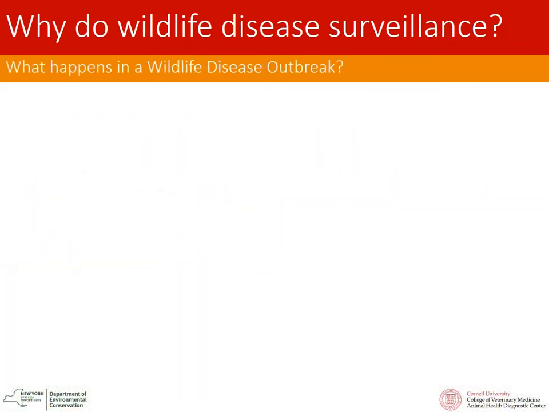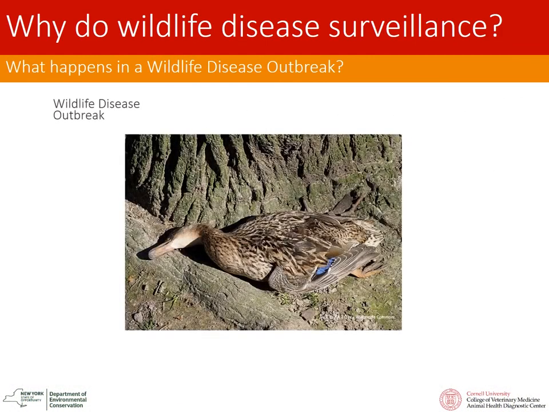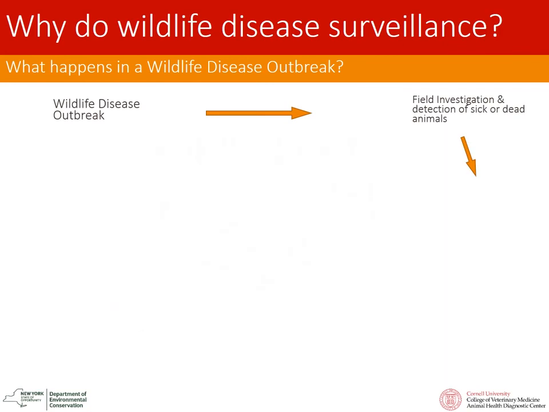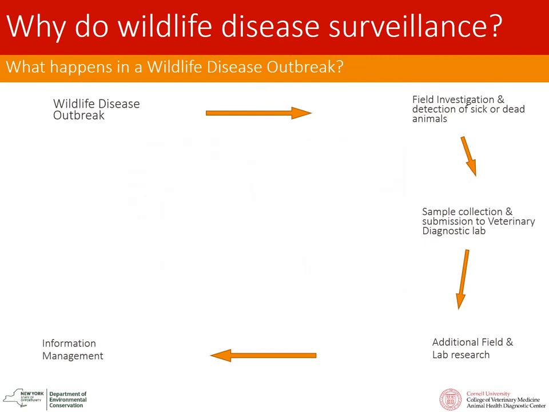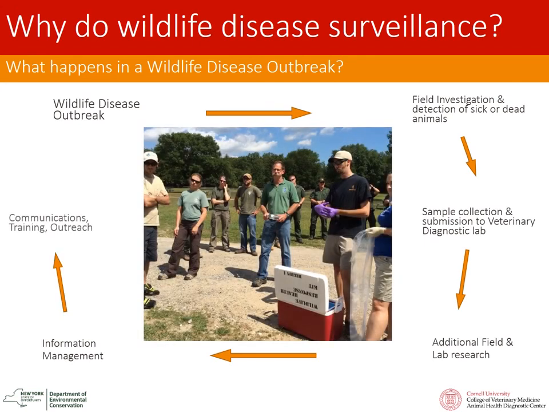So here is the schematic of what happens in a wildlife disease outbreak. Although an external observer may not see it this way, wildlife disease surveillance is an organized system of observation in wild animals that incorporates knowledge from the field with detection of sick and dead animals, followed by sample collection, and those specimens are then sent to a veterinary diagnostic lab to identify pathogens, which may require additional field and laboratory research. We use information management systems for record keeping, data analysis, mapping, and risk analysis. And finally, communication, which may involve further training for field staff and outreach to the public.